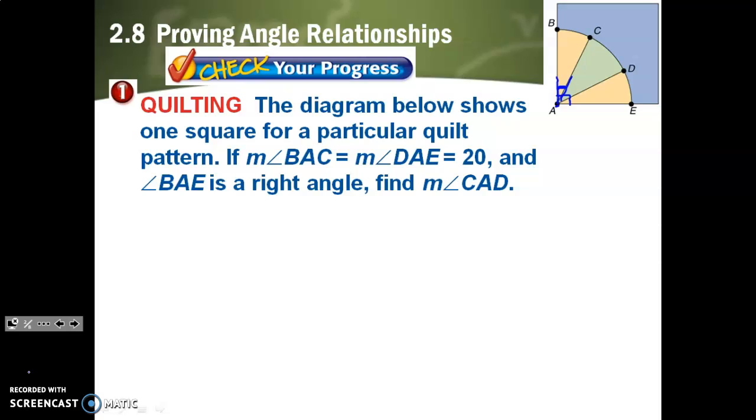And then we're talking about DAE, this angle. So both of these angles are 20. If all three of them have to add up to 90, together those add up to 40. So what does this big one have to be? 50 degrees. So get the idea of those.